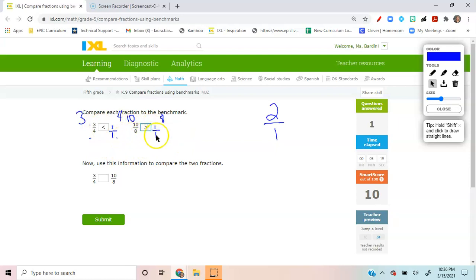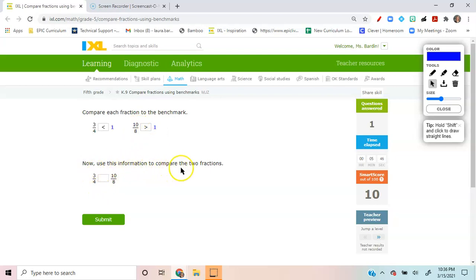So now that we have that measure marked, let's go ahead and take a look at what we have. 3/4 is less than 1. That is true. 10/8, when our numerator is larger than our denominator, you know we have more than one whole. So therefore, 10/8 is greater than 1.